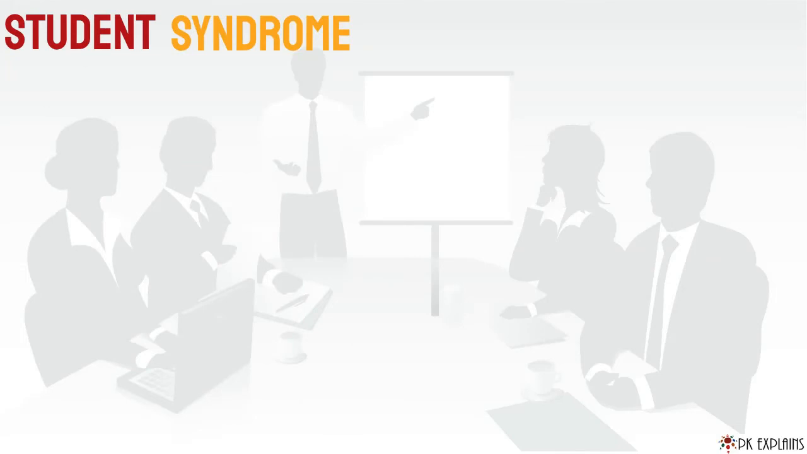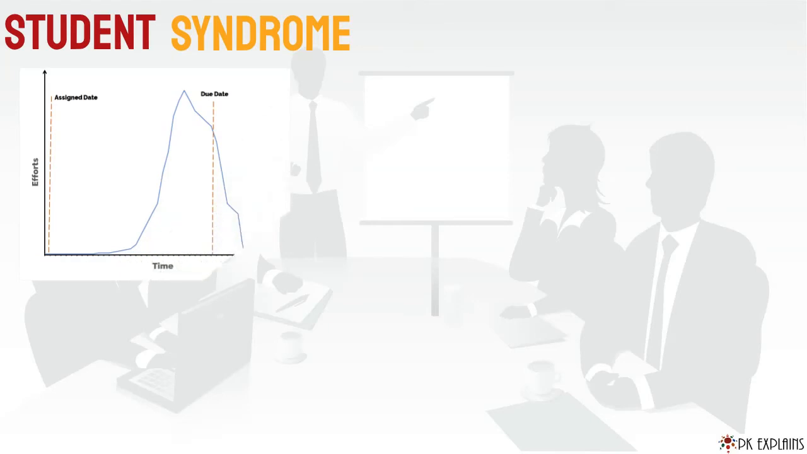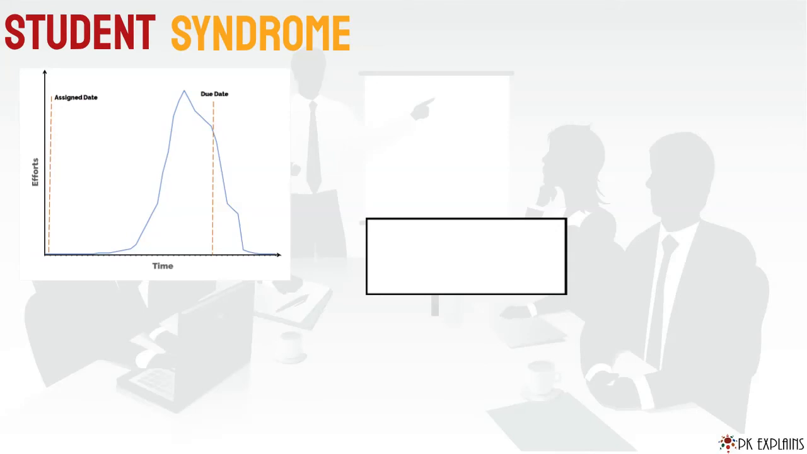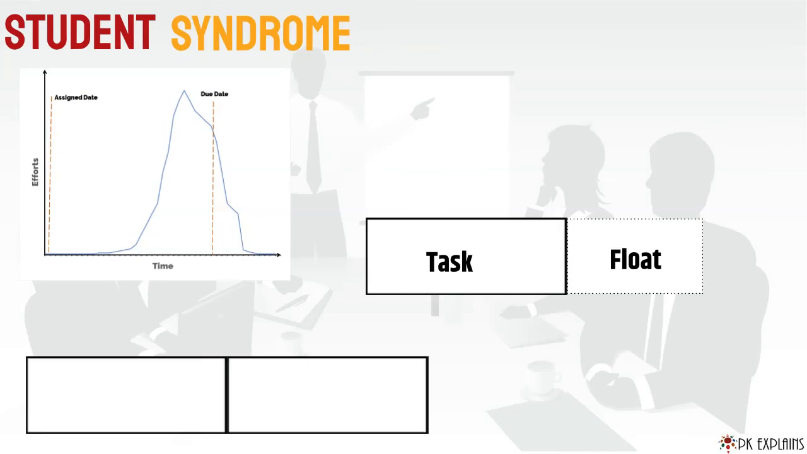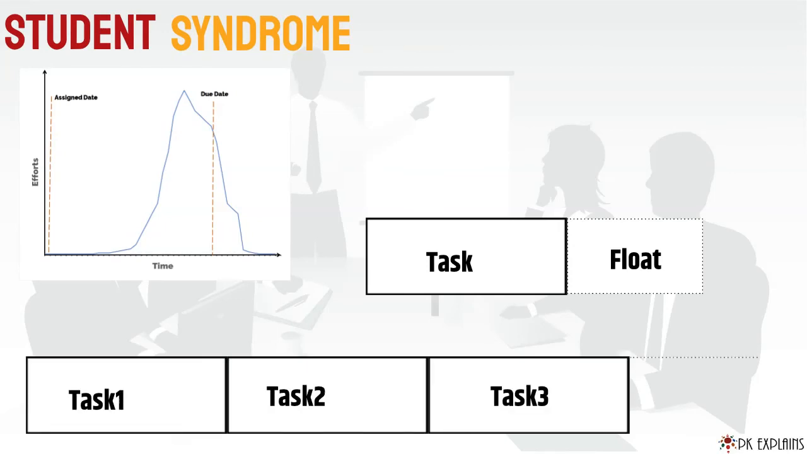Let's briefly talk about how to minimize the effects of this syndrome. To understand this, let's first go back to the graph which we previously saw. We can easily infer from this graph that the students put maximum effort towards the deadline. Therefore, we can deduce that the real effort required to finish off the assignment is much less than what the teacher had assigned. This extra added time is called float. When this float is removed from the individual tasks, and instead it is added to the end of the project, you can prevent the negative influences of student syndrome.